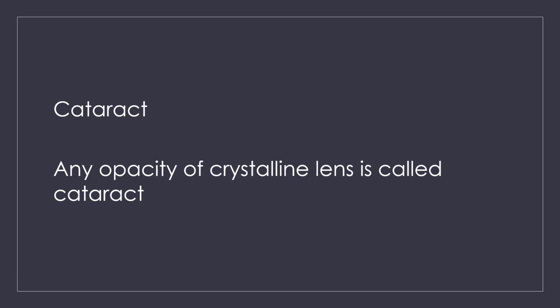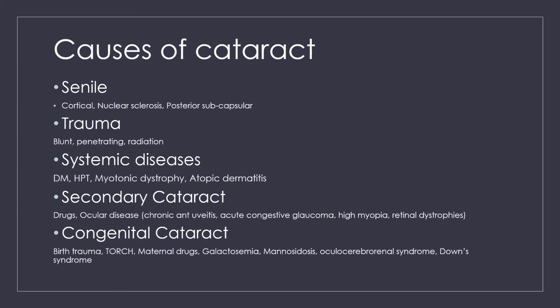Definition of cataract. Cataract is defined as any opacity of the crystalline lens. Causes of cataract. Number 1, senile or age-related cataract. It is the most common cause, and the senile cataracts may be cortical, nuclear sclerosis, or posterior subcapsular.